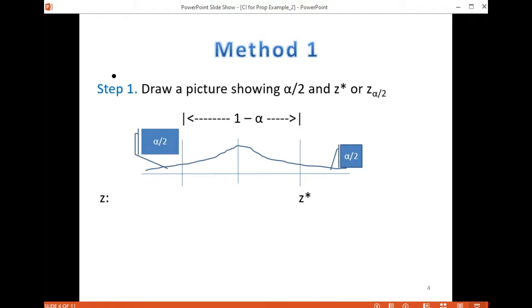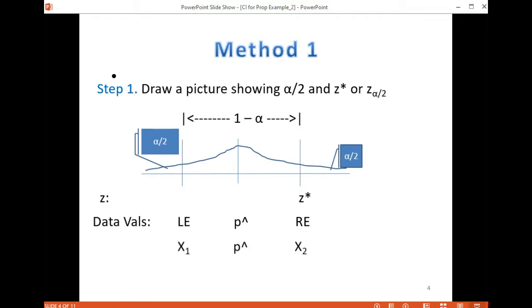So like I said, for the z-axis, you would have your z star or z alpha over 2. And for the x-axis, which has the data values, you would have p hat in the middle. You would have LE. LE stands for left endpoint. So that's the left endpoint of my interval, and RE on the right. And that's the right endpoint of my interval.